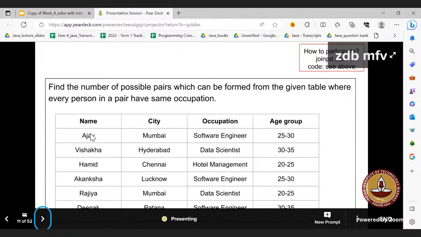Or what you can do, you can compare each card with every other card. If the occupation you find is the same, then you increase the pair count. Okay. Yes, ma'am.